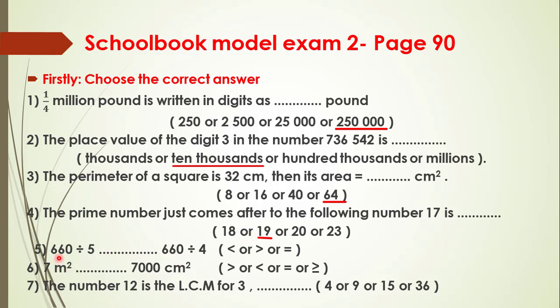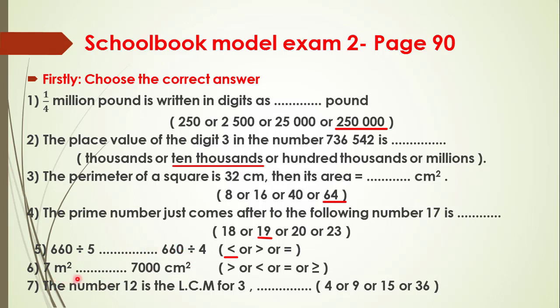We have the same number here, 660, but in this case we divide by 5. The second one divide by 4. So of course the first one is less, because in division the number becomes smaller when you divide by a large number. So 660 divided by 5 will be less than 660 divided by 4.